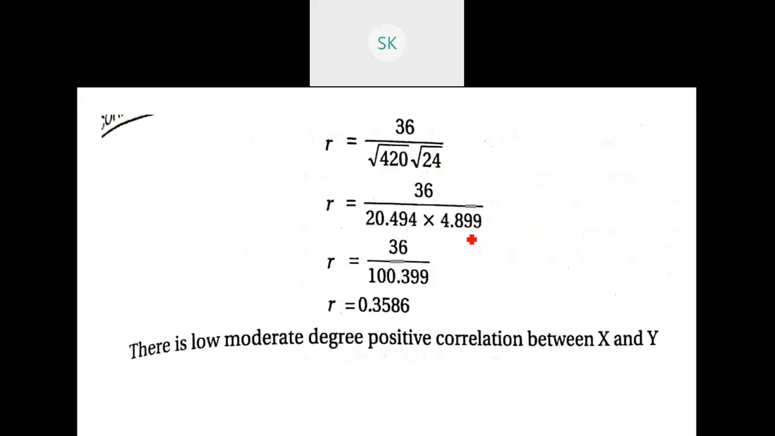Next step, 36 as it is, square root of 420 is 20.494, square root of 24 is 4.899. Multiply these two values, you get 100.399. Once you divide 36 by 100.399, you get 0.3584, and that too is positive in nature. Since it is positive, it is positive correlation.